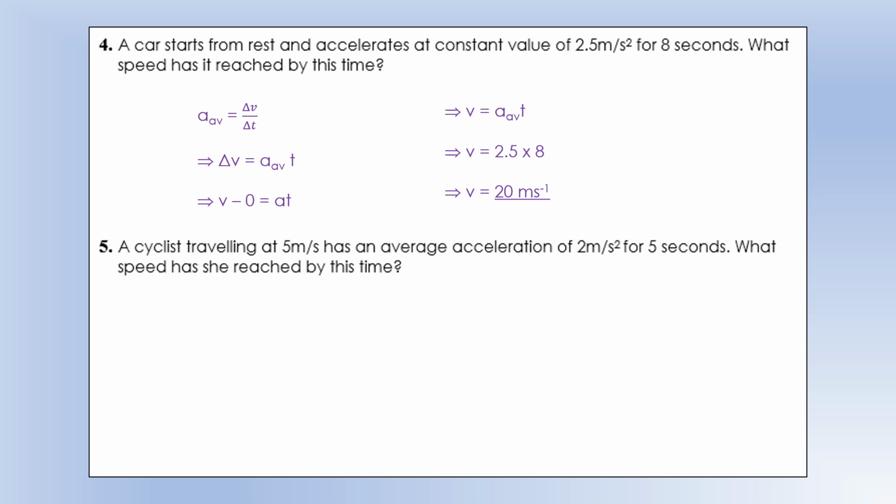So a cyclist travelling at 5 meters per second has an average acceleration of 2 meters per second squared for 5 seconds. What speed has she reached by this time? So again, what we're going to do is rearrange the equation, and this time we're going to have v minus 5 because the initial velocity was 5. So then we take the 5 across to the other side, and we get the expression which we can calculate, and we get a speed of 15 meters per second because we've had an increase of 10 meters per second.